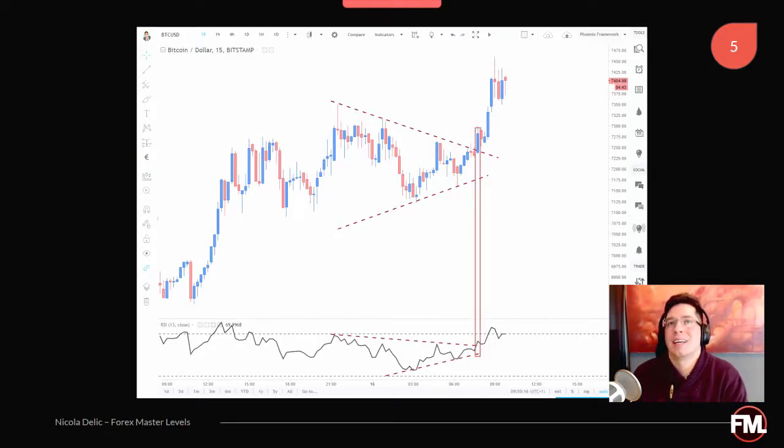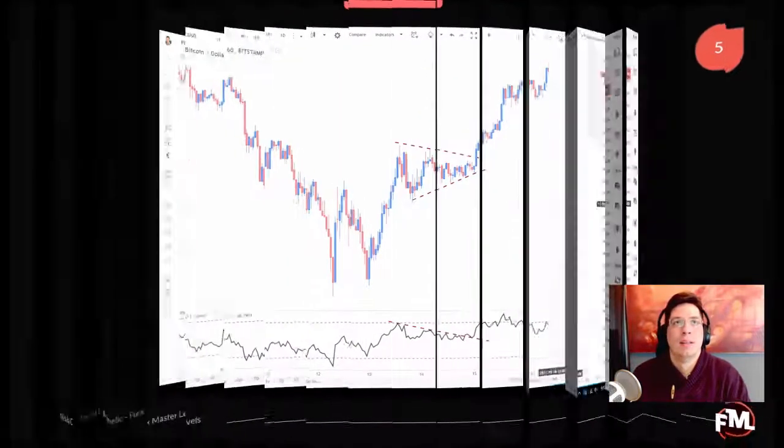Like here, the second try, this is a 15-minute chart, so definitely half an hour later, we got that confirmation and I see that the RSI broke also. So I have more confidence in my play and I will look for the long setups.